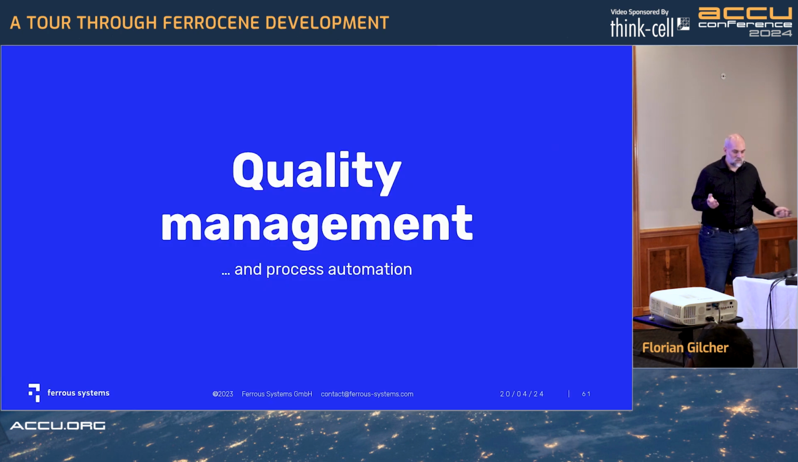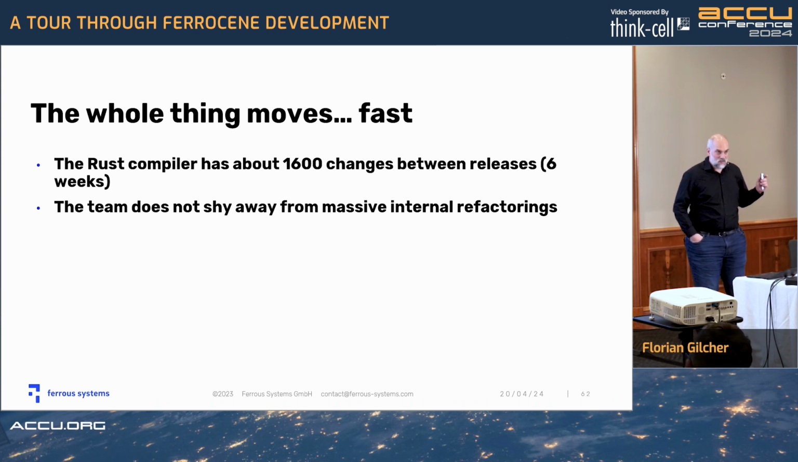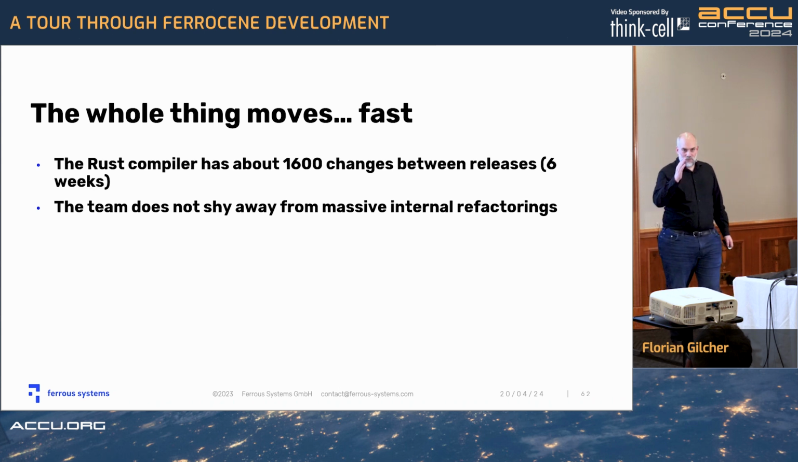So how do we make sure that this is in check? That brings me to the most interesting bit, I think, which is quality management. Up until now, that was mostly, okay, how do we establish the world that we have? The problem is, how do we make sure that it stays that way? The Rust compiler moves fast. We have 1,600 changes between releases every 6 weeks, and the Rust team does not shy away from massive internal refactorings, including taking the whole test suite, putting it on its head, introducing new intermediate layers into the compiler and all of these kinds of things.